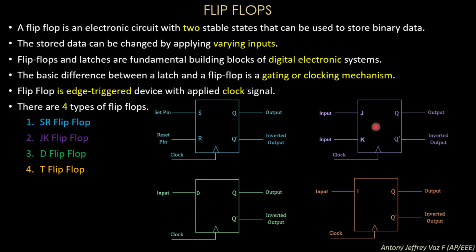Similarly, the JK flip-flop also has two inputs and two outputs. For the D and T flip-flops, there is only one input, but there are two outputs. In all the flip-flops you may see Q and Q bar. These two are the inverted outputs. If you have a value of 1 in Q, then the output will be inverted in Q bar and represented as 0. So this is the inverted output of Q.